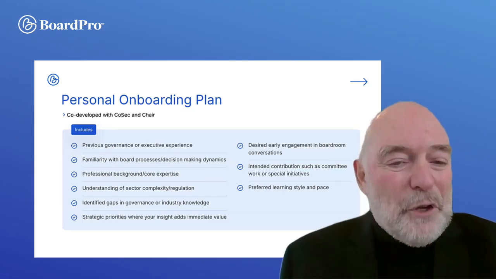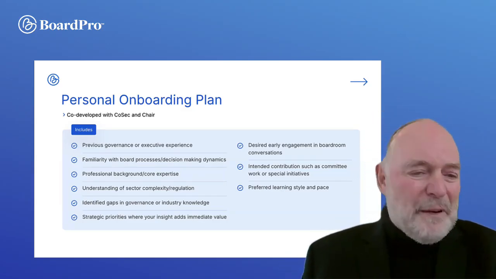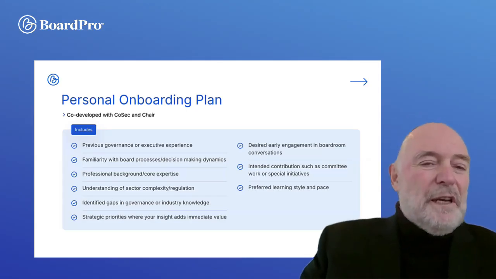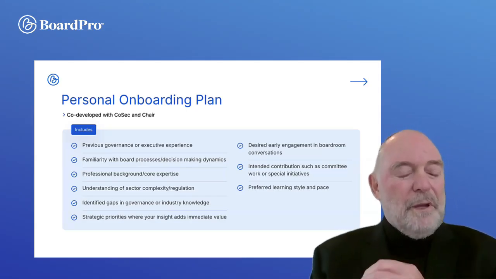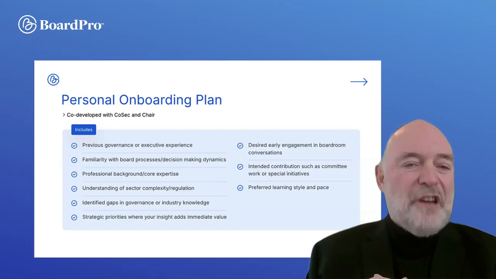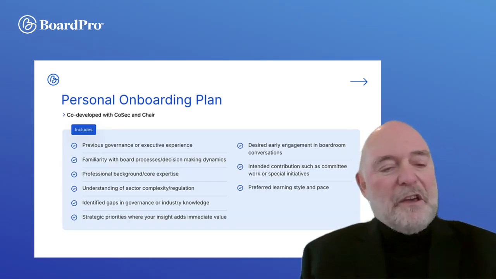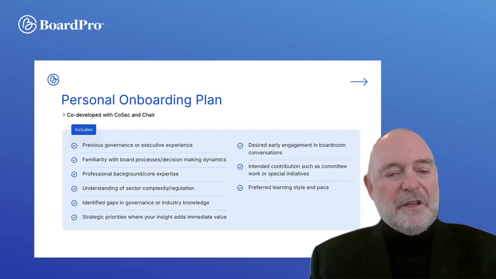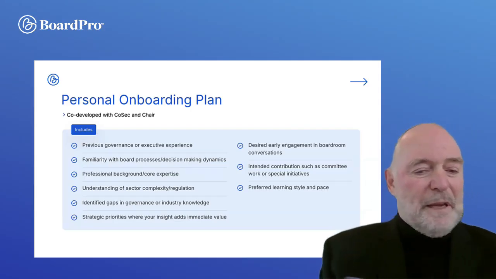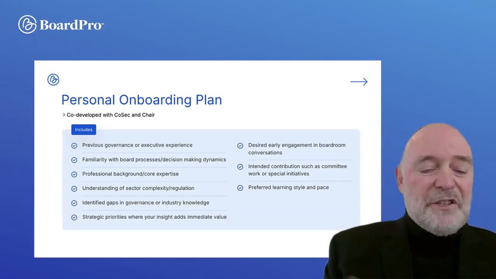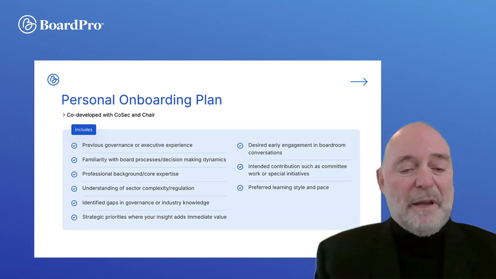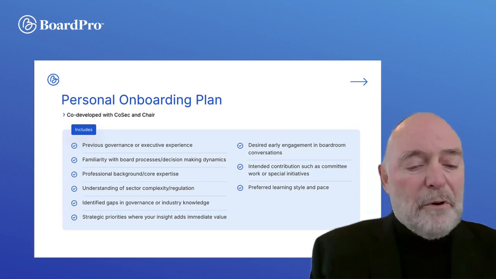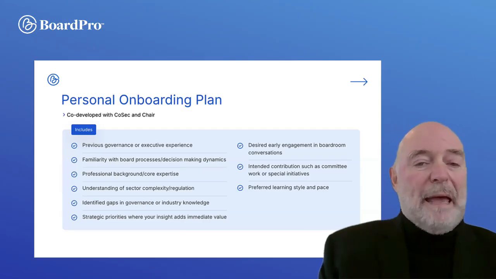So developing a personal onboarding plan is very powerful, and here are the steps that make a difference. It's easy. It's a two-pager that you go through, typically with the co-sec and the chair and the new director, where you identify your previous governance or exec experience, your familiarity with decision-making processes, understanding our sector, our complexity, our regulation, where the gaps are, what we need to focus on, what your priorities are, where your insights add immediate value.